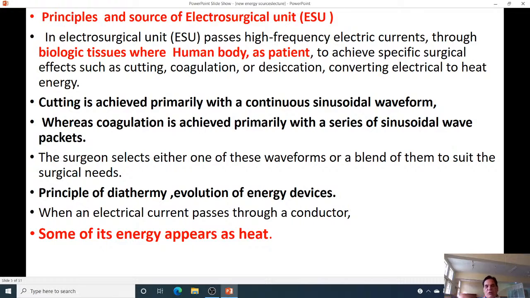We will go to the basics. What we commonly use is the ESU, the electrosurgical unit. Again, the name of Bovie; the Bovie name always remains with us. What does it do? This ESU passes high frequency electric current through biologic tissues. Here we are working in vivo, practically. And on whom are you working? It is a human body. So electrical current is passed through the human body, who is our patient.